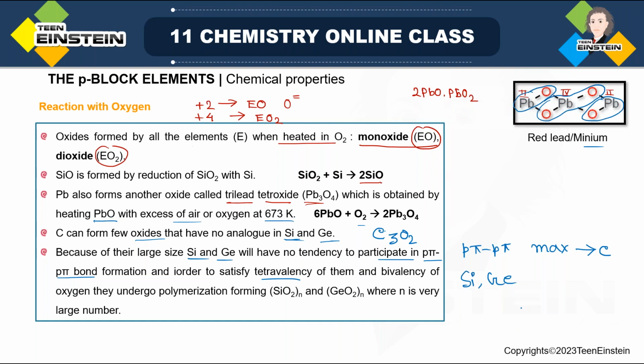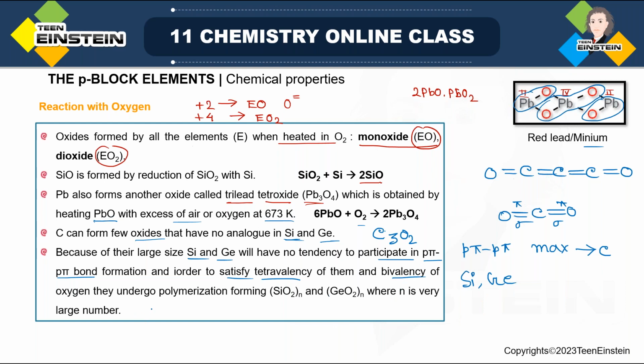For carbon, tetravalency can be fulfilled because carbon can form CO2 like this, with 2 pi bonds. Then if you consider the C3O2 structure, here also pi bond formation is there, on both sides of carbon. But this type of structure you cannot get for Si and Ge because down the group the pi bond formation tendency becomes less, but they have to satisfy tetravalency and also the bivalency of oxygen.